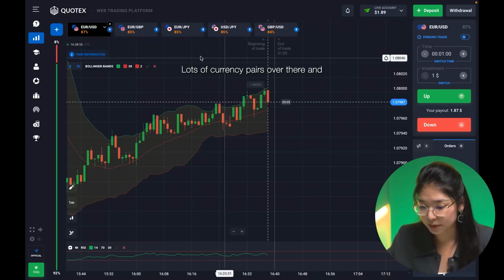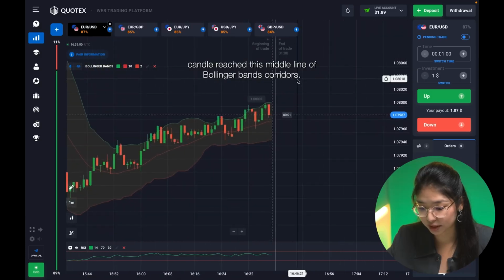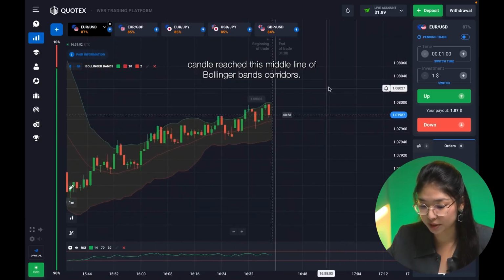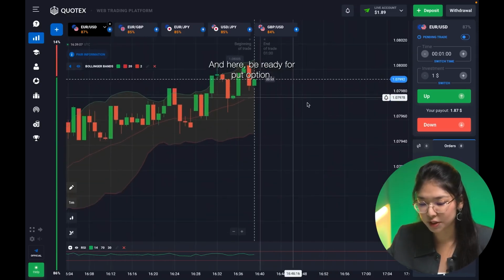So, lots of currency pairs over there. I want to open my first trade. I see a great entry point when the candle reached the middle line of the Bollinger Bands corridor. So I can't miss this opportunity, guys. And here, be ready for a put option.